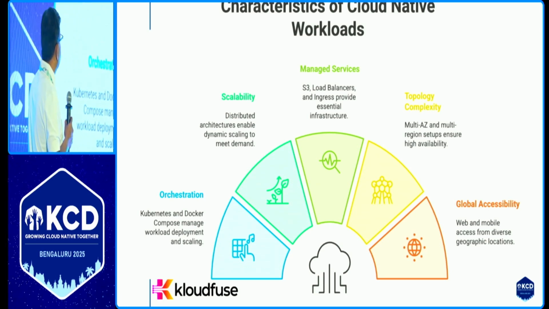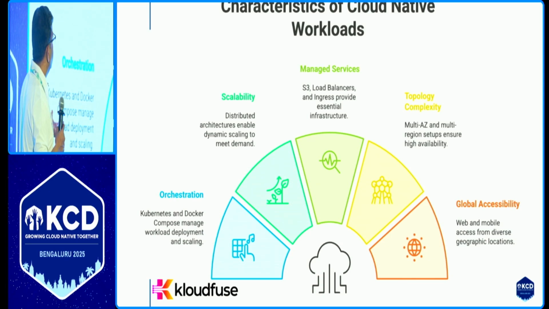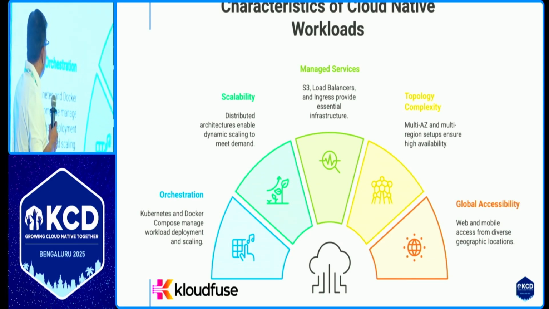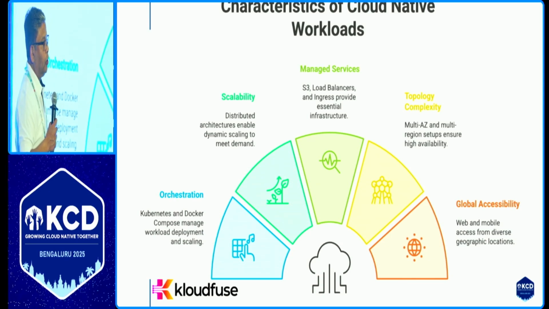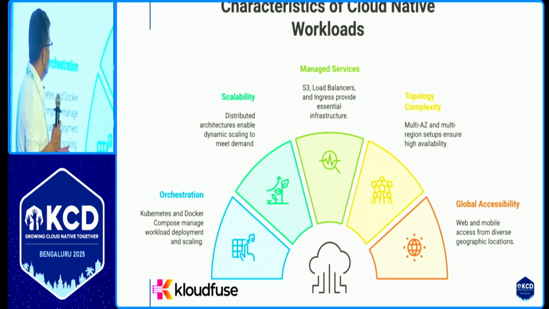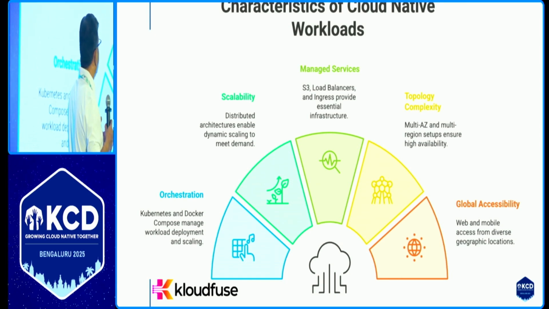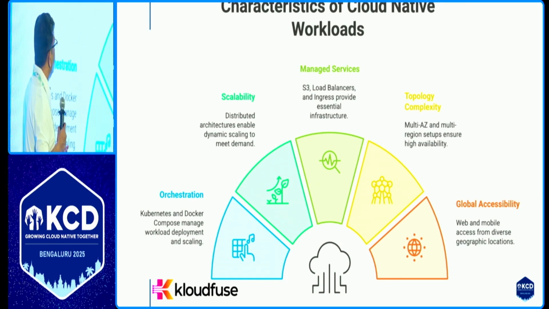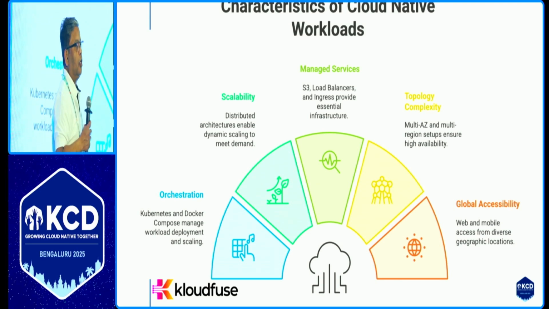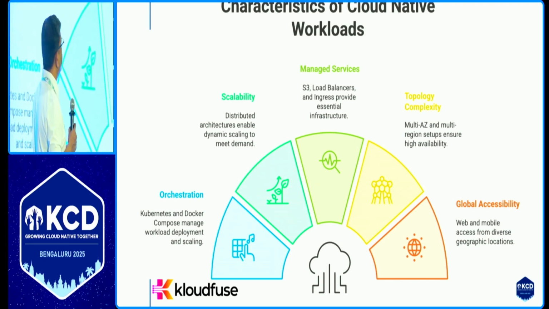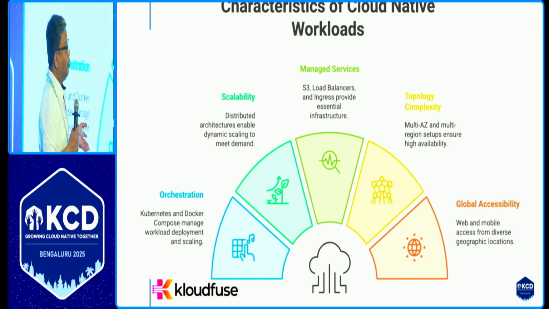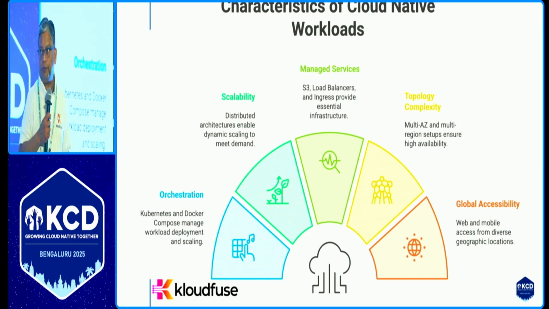So what are the basic characteristics? We already talked a little bit about it. Typically cloud native workloads use an orchestrator like Kubernetes and Docker Compose that allows you to scale automatically in response to the workload. You have a lot more scalability because you have to scale your services to meet the demand. You use a much more complex topology. You also have to handle web as well as mobile clients. All in all, together, this presents a very complex scenario from an observability point of view.